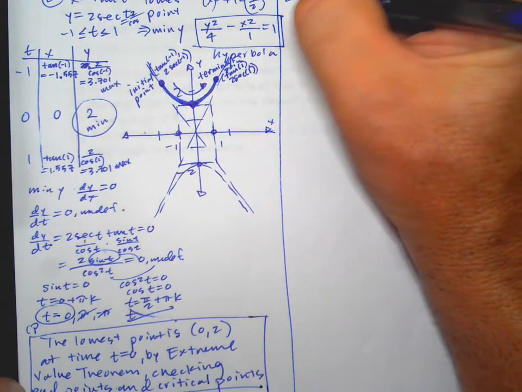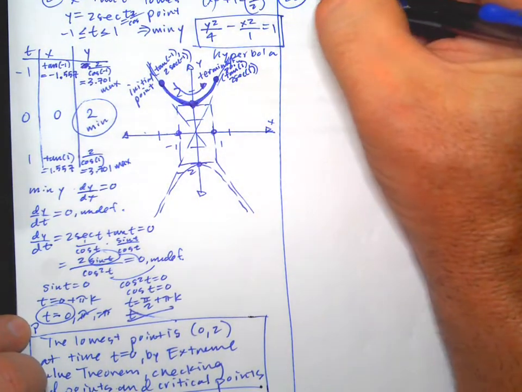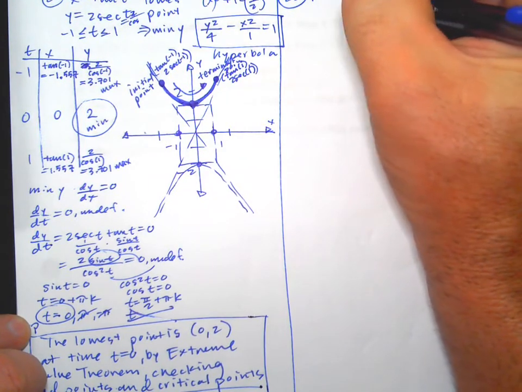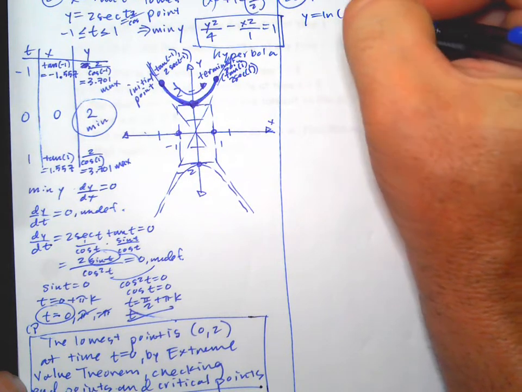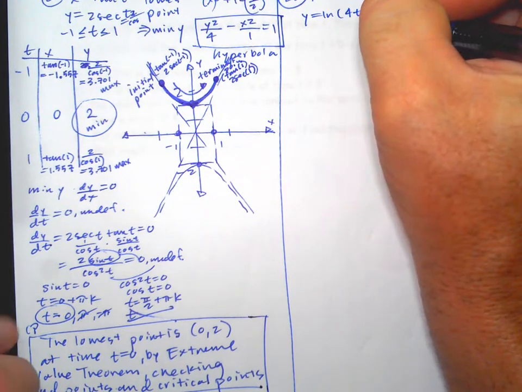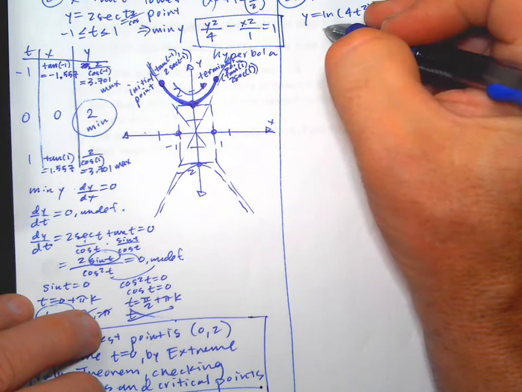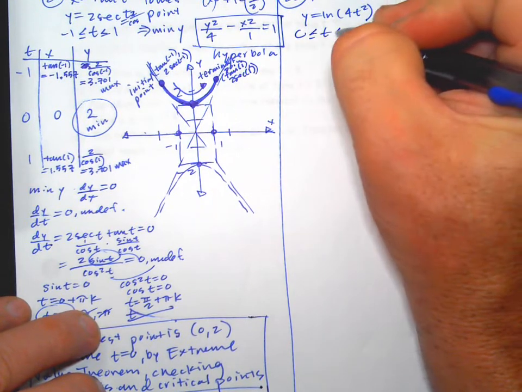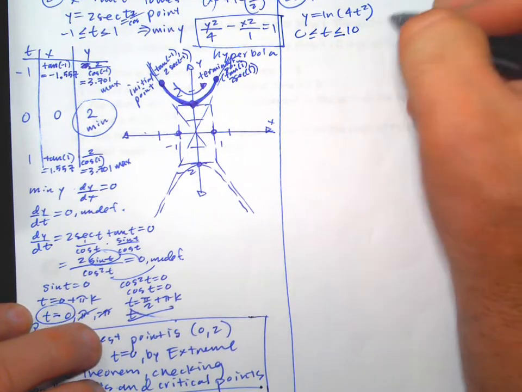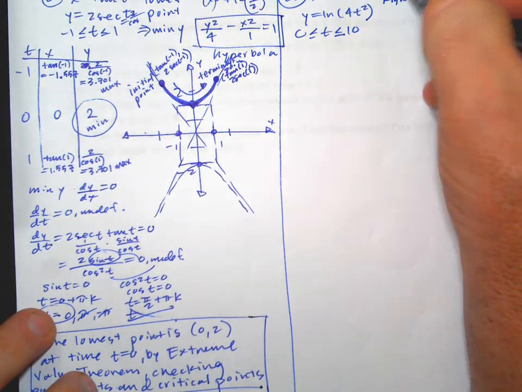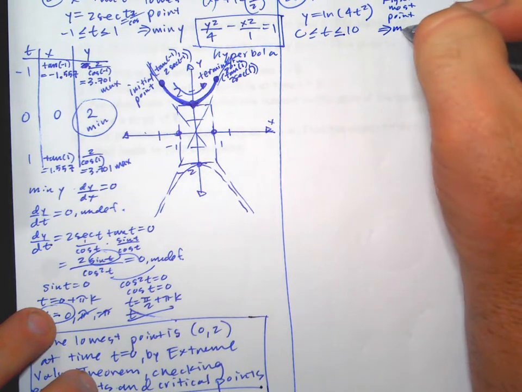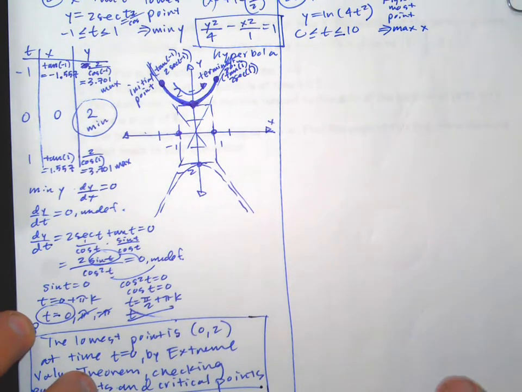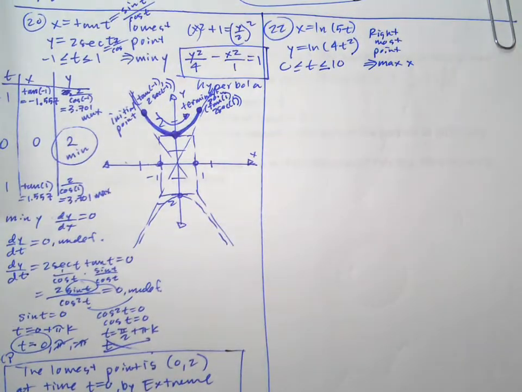Okay, 22. X equals natural log of 5t. Y equals natural log of 4t squared. T is from 0 to 10, and we're looking for the rightmost point, which is going to be max x. All right, maximum x.